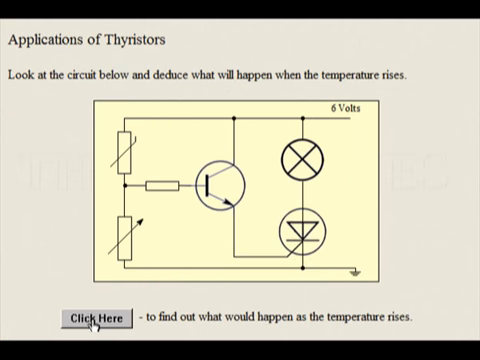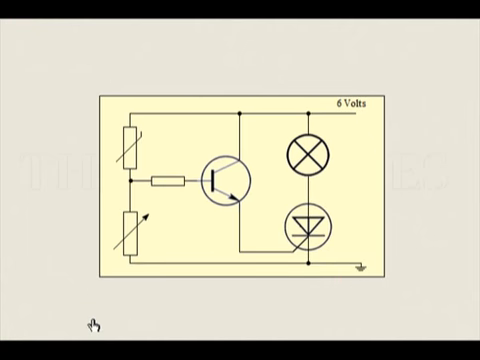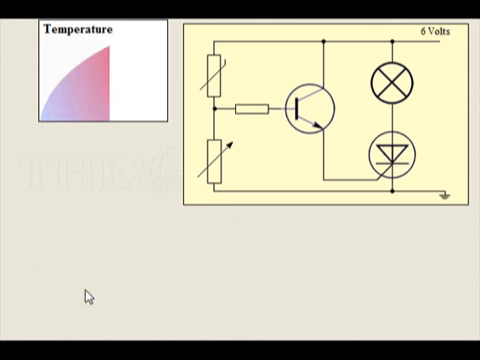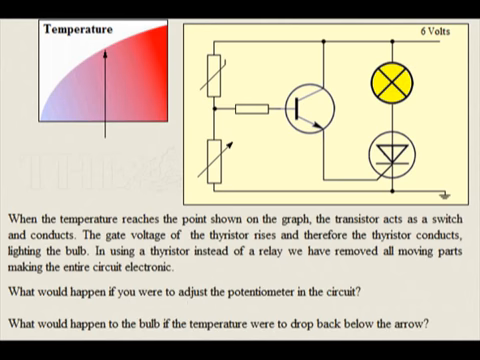Applications of thyristors. Look at the circuit below and deduce what will happen when the temperature rises. When the temperature reaches the point shown on the graph, the transistor acts as a switch and conducts. The gate voltage of the thyristor rises, and therefore the thyristor conducts, lighting the bulb. In using a thyristor instead of a relay, we have removed all moving parts, making the entire circuit electronic.